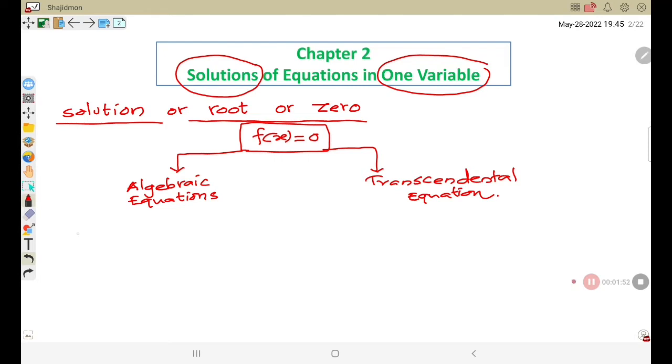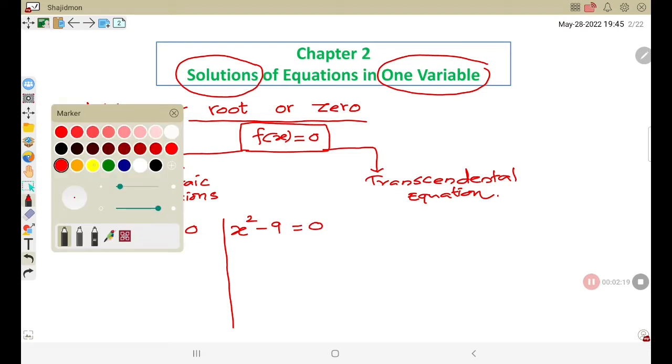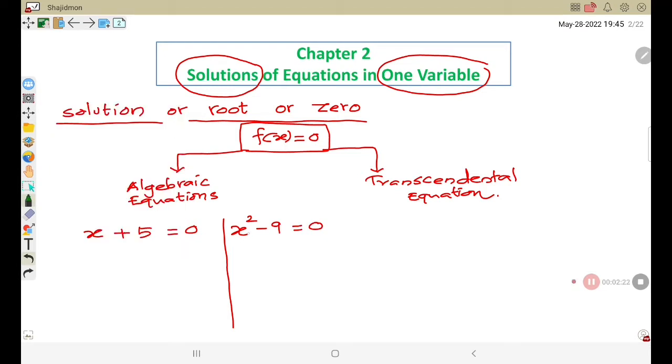For example, I have one equation, x plus 5 equal to 0. This is an algebraic equation, so purely a polynomial. Polynomial means x power 1, x power 2, x power 3, x power 4, with positive powers. Or another equation we can write like x power 2 minus 9 equal to 0. This is also a polynomial equation, because it has x power 2, and minus 9 equal to 0.